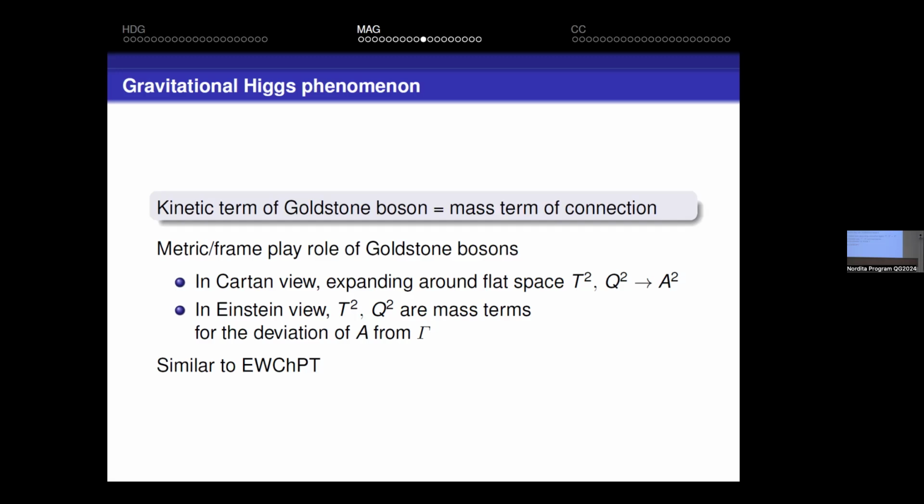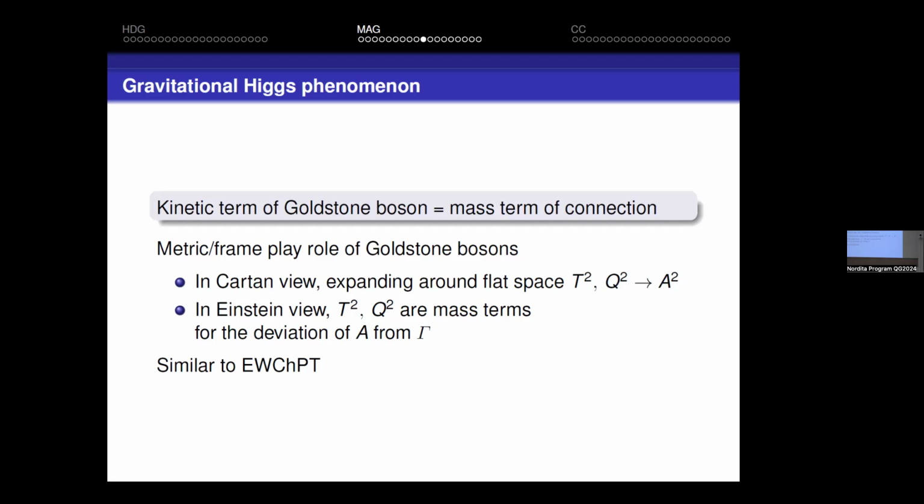Now, the metric and the frame you usually think of as linear objects, but they are not linear objects because there are constraints on them. The metric is a field with values in the coset GL4 divided by the Lorentz group. And the frame is an object that has values in the linear group. So those are nonlinear objects, and they carry nonlinear representations of the linear group. And so they are Goldstone bosons.